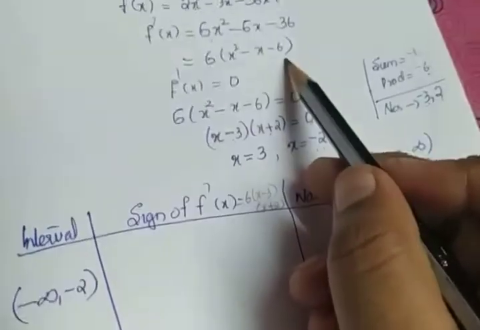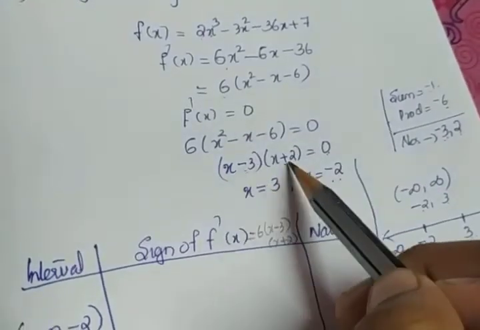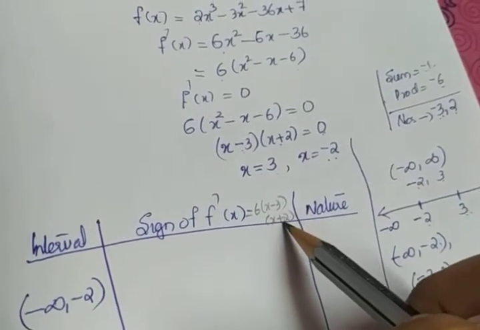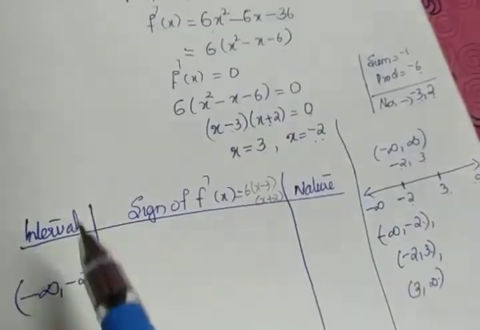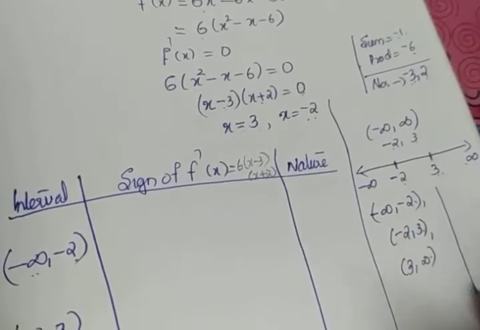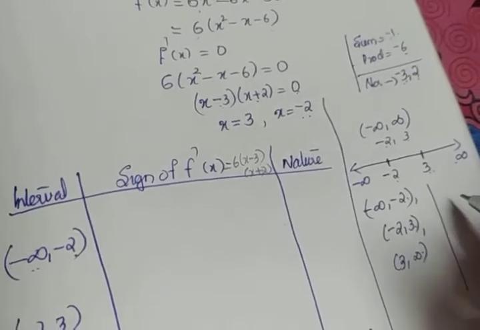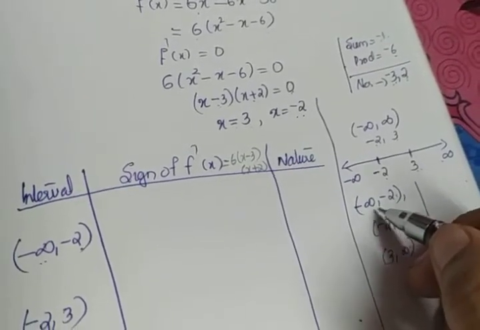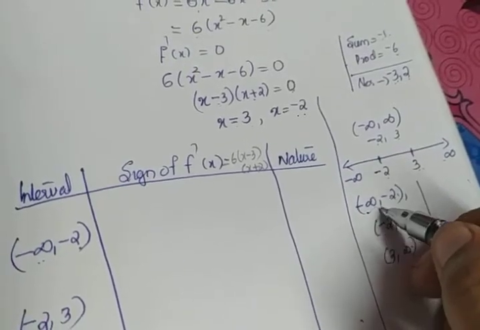If we factorize this term, we already factorized it as x minus 3 into x plus 2. So I can write f dash x as 6 into x minus 3 into x plus 2. Again, if I am taking a value in between minus infinity and minus 2, can you guess a value in between minus infinity and minus 2? Negative 3 we can take. Negative 3 is a number less than minus 2. And in the interval, all the numbers are less than negative 2, isn't it?